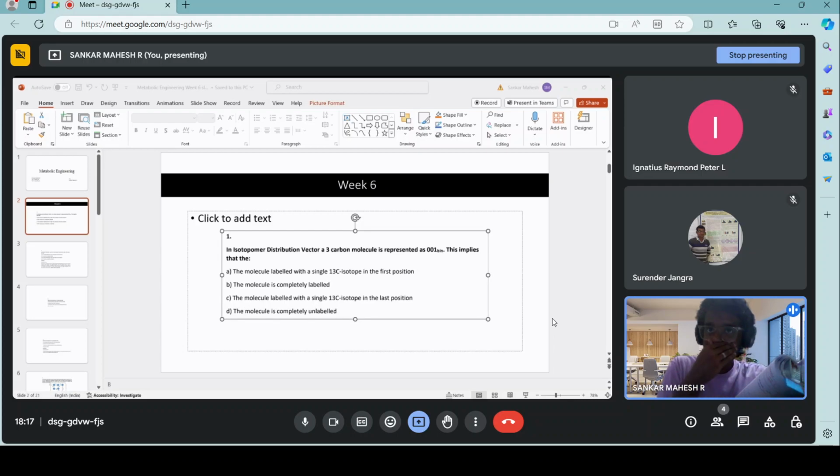So for a three carbon molecule, one can make such an isotopomer distribution vector with eight different variations, starting with 000, then 100, 010, and 001. What is being asked here is the 001 bin, which means that in the last position, the molecule is labeled with a single 13 carbon isotope, which is what Ignatius had mentioned. So that is the right answer.